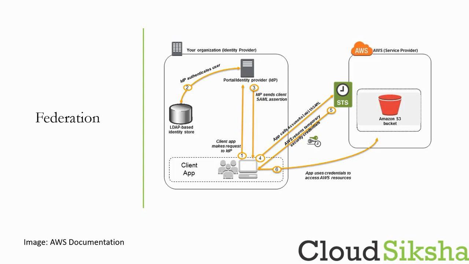The return will have temporary security credentials. Now, using these temporary security credentials, the user can then start using the AWS API calls, or in other words, the user can start accessing the AWS resources. So understand this diagram well, and this will be very helpful in your exam.